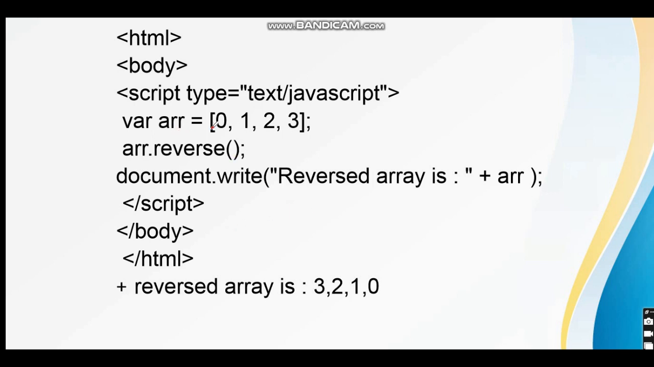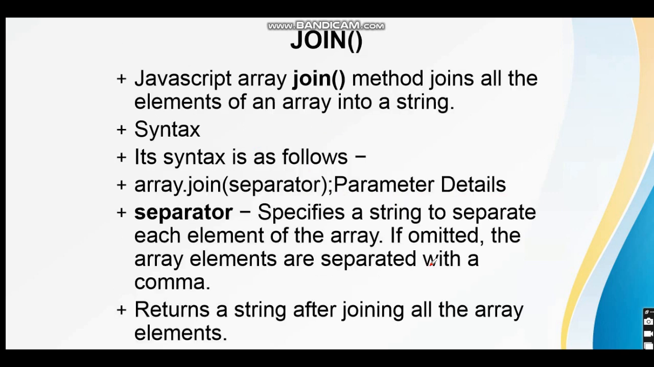Okay, so here this is how we have created the array. We have applied the reverse method on the array and we are displaying the reversed output. Here document.write is used to display the message, right? Reverse array is, and this is the array object. Here you can see the output: 3210. After making use of the reverse method, the output is 3210.